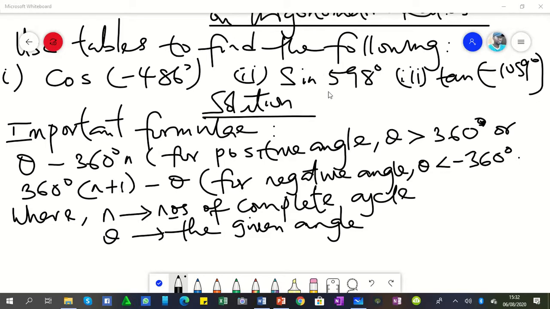For this 598 degrees, this also has a corresponding positive angle, which happens to be 238. We'll get to know more about these angles as we proceed into the solution proper. And the same happens to minus 1059 degrees.